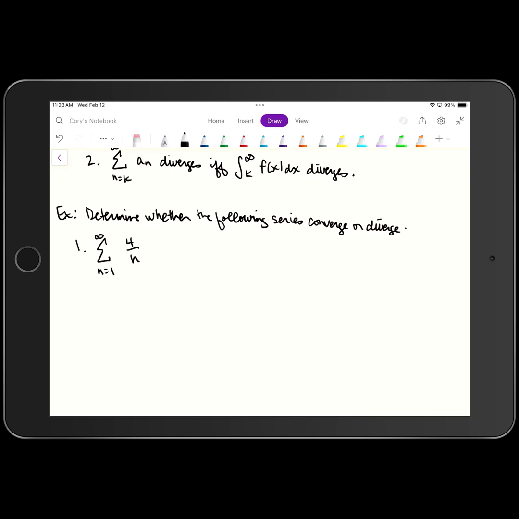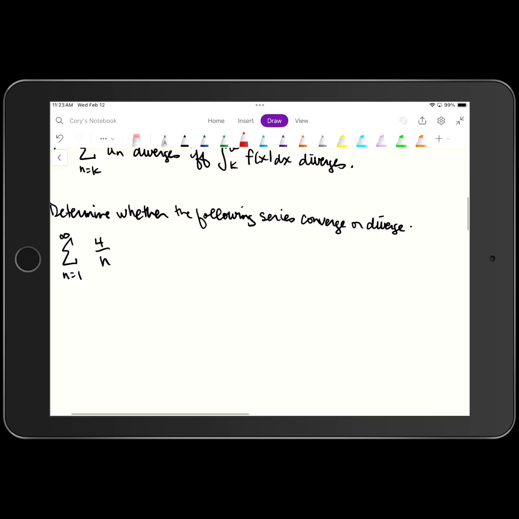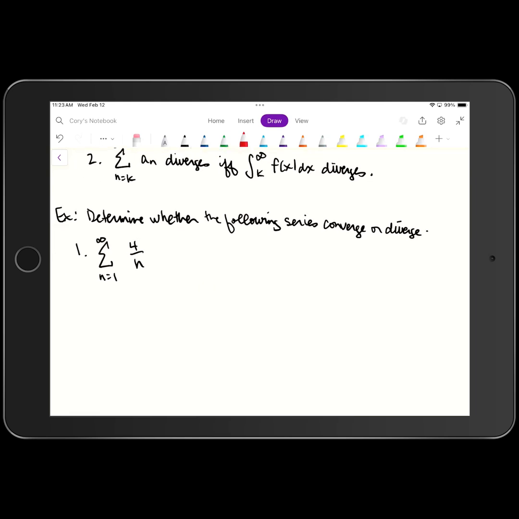Okay, so for number 1, we have the sum from n equal to 1 to infinity of 4 divided by n. Now, if we want to do this the quickest and most efficient way, this is a candidate for the P-series test because I can rewrite this pulling the factor 4 out front. So this is going to be 4 times the sum from n equal to 1 to infinity of 1 over n. So this is like 1 over n to the first power. And because our exponent is less than or equal to 1, this series here is going to diverge.